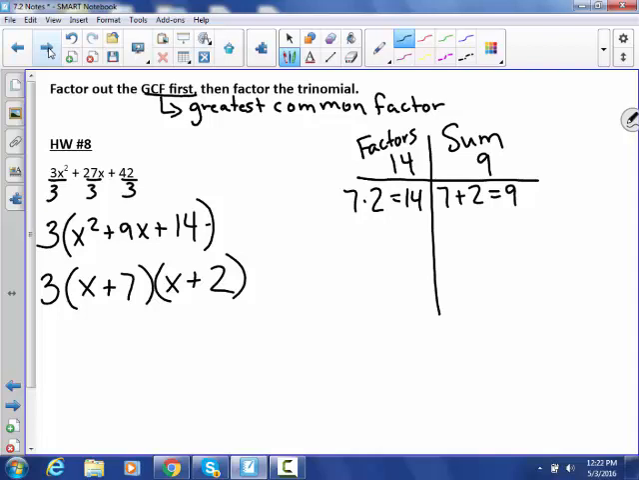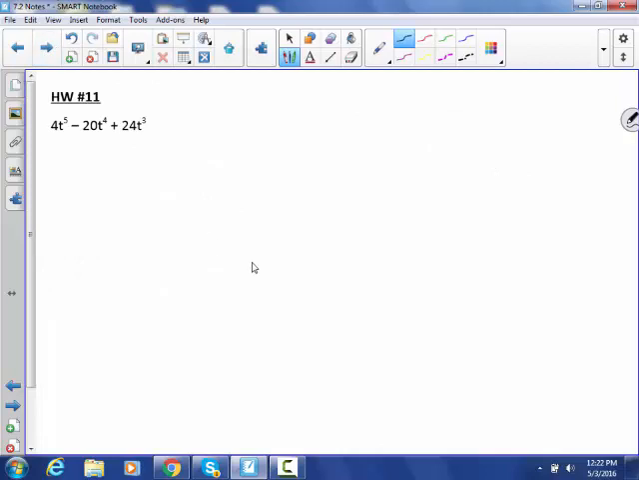The next one has a greatest common factor of some x's, so I want to show you that too. Any questions about that one so far? All right, the next one.